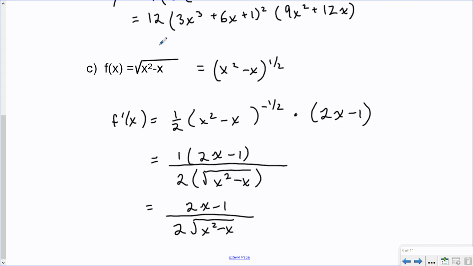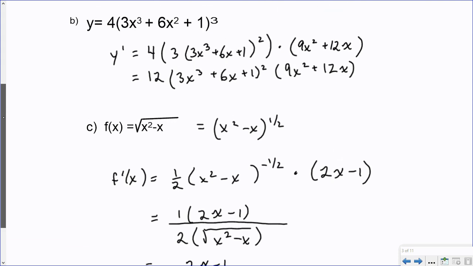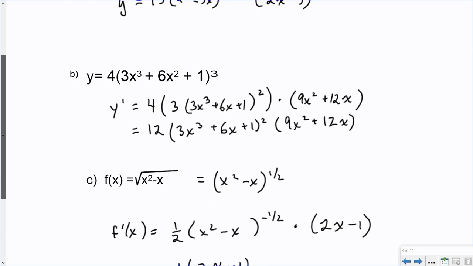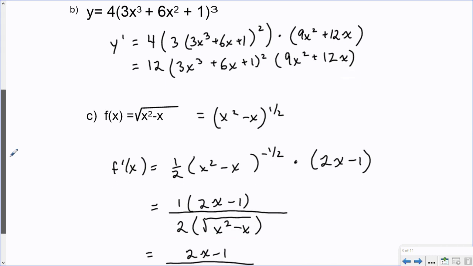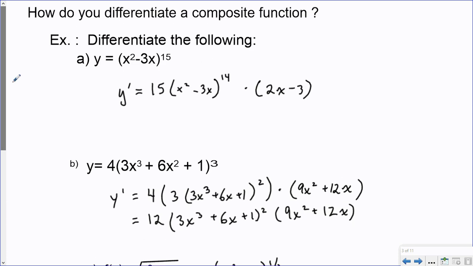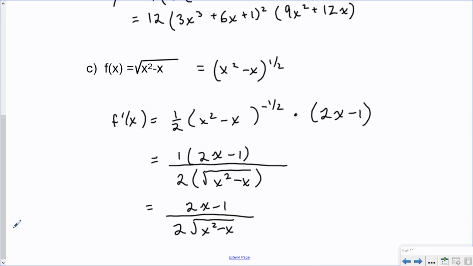First things first, I think it really helps to recognize, as I write a composite function, the functions that make up the composite function. There are these basic functions that we're used to seeing. In this case, we've got a cubic and then raised to another cubic. Up here, we've got a quadratic raised to the power of 15. Oof. And down here, we've got a parabola, x squared minus x, then the square root function.